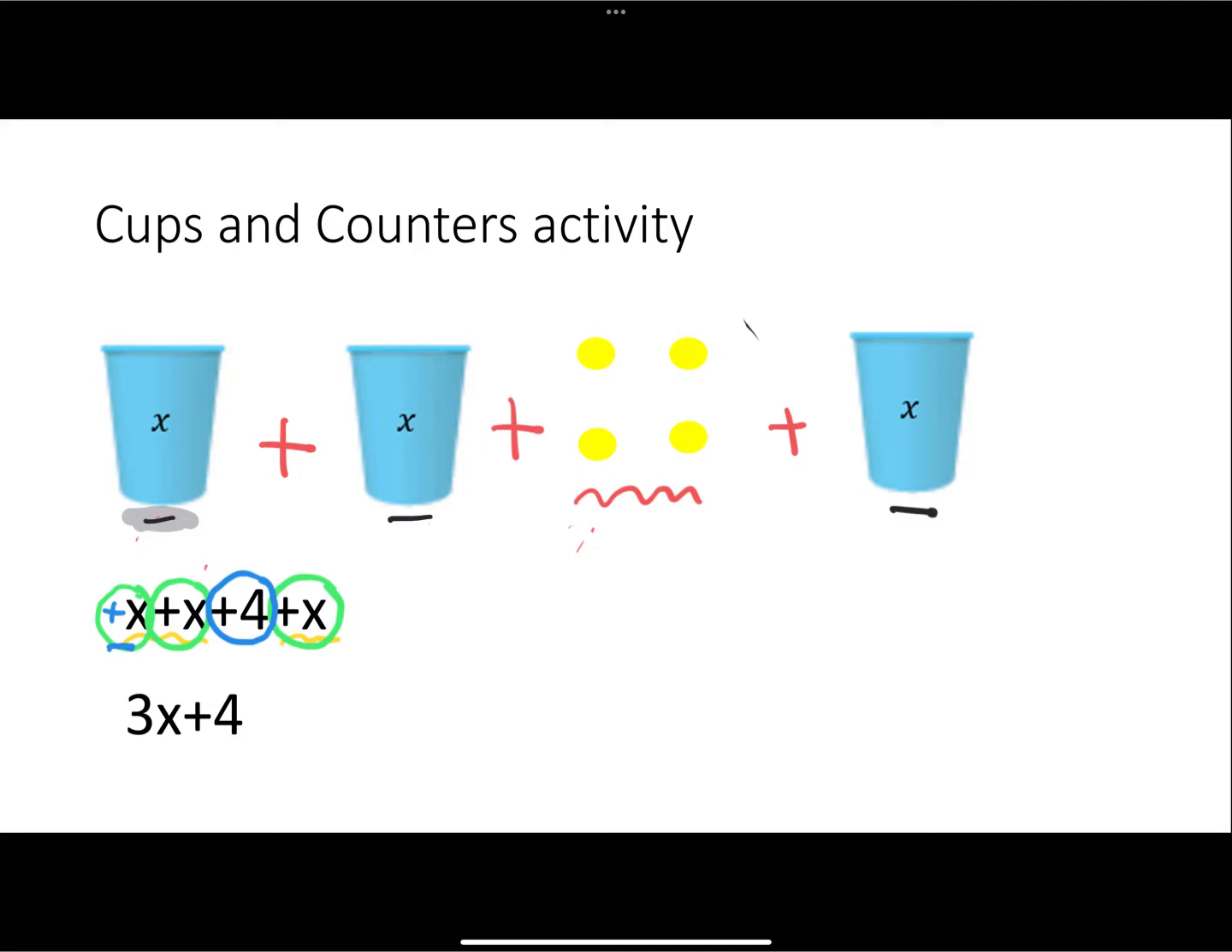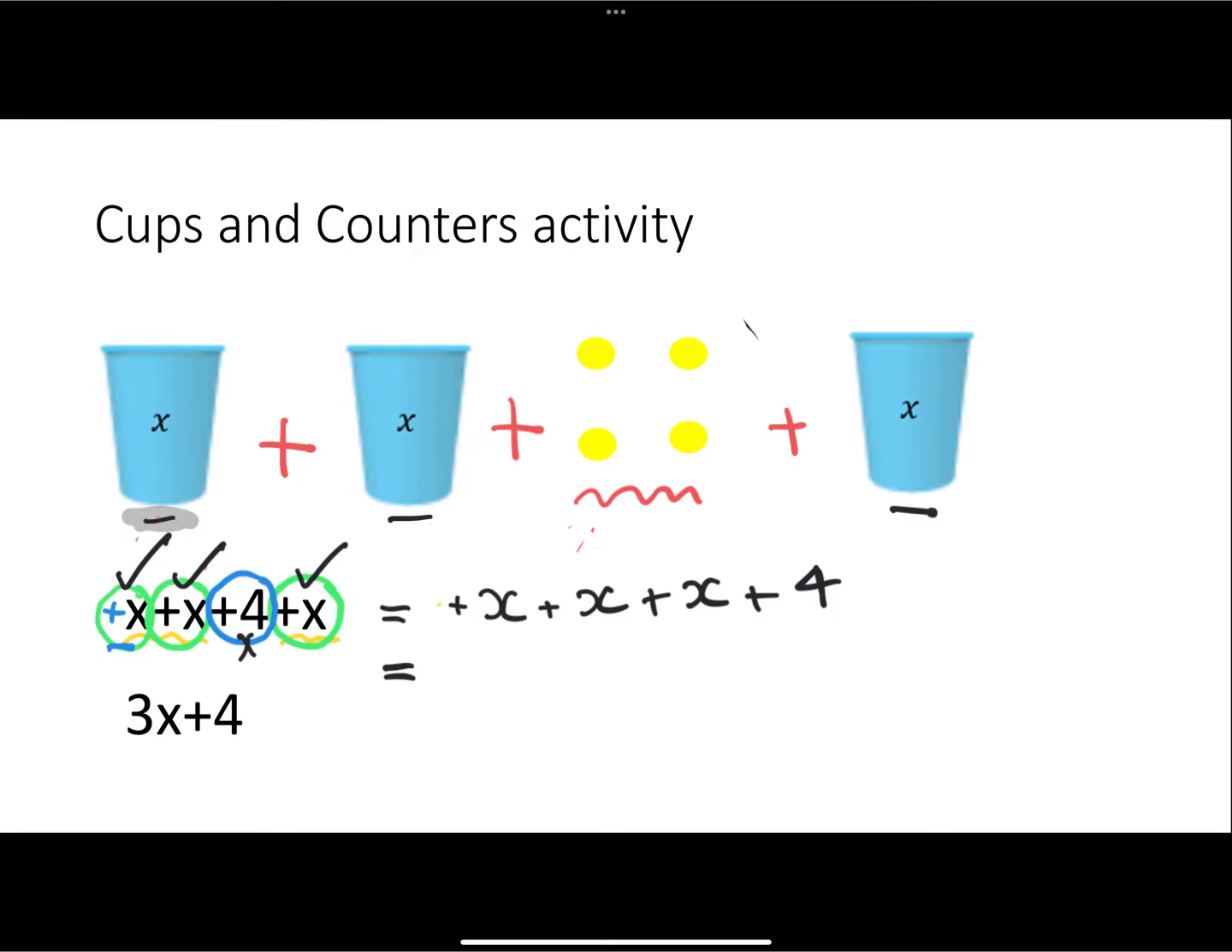So let's rearrange this. I'm going to put all the x's together. I've got my first plus x that tells me where I'm starting. That's that one there. Then I've got my second plus x. And then I have my third plus x. So I put all the x's together. And now I'm going to put my constants together, plus 4.